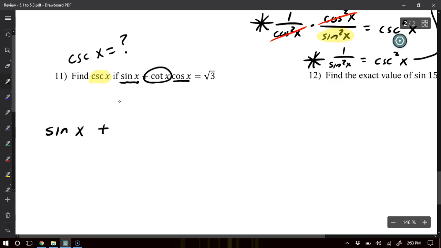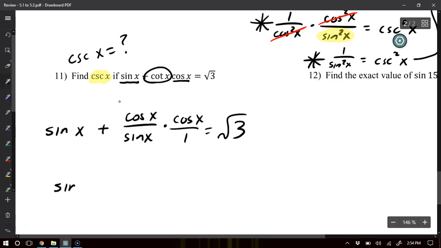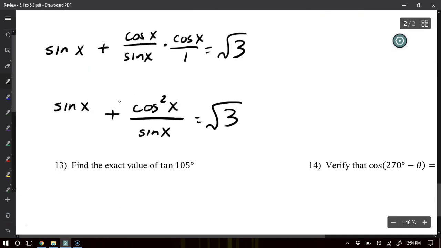So I'm going to change cotangent of x into cosine of x over sine of x. And I'm going to leave that cosine of x. And again, if it makes you feel better, you can put it over 1 equals square root of 3. And let's see what happens. So I have sine of x still by itself. We haven't done anything with that yet. But over here, I have cosine times cosine, which is cosine squared, and sine of x times 1, which is sine of x.